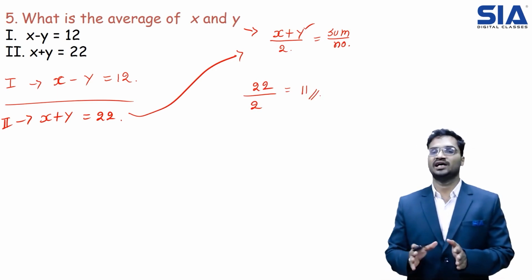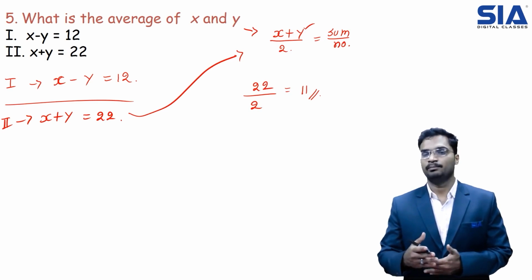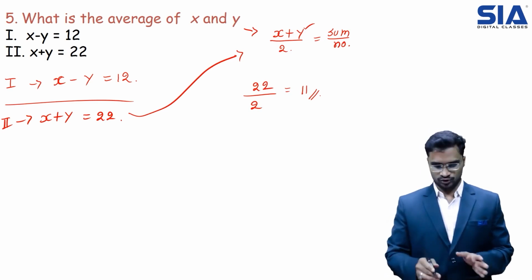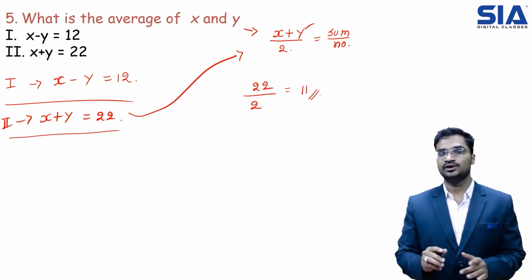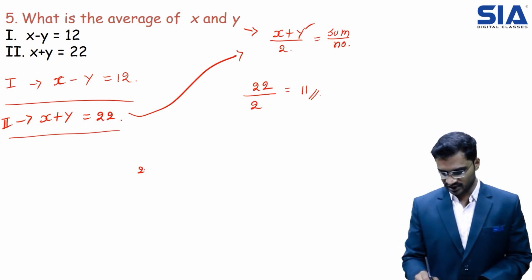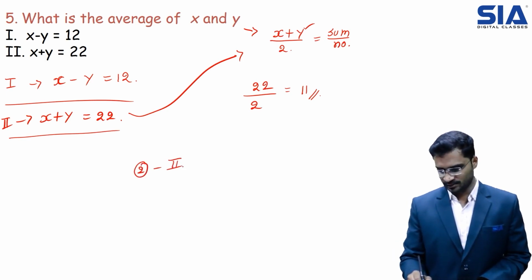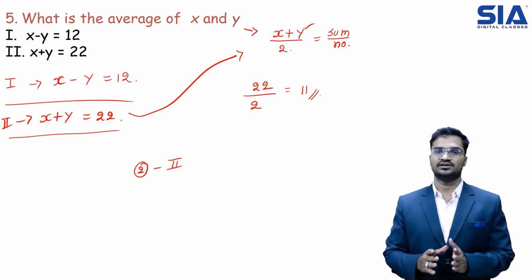We are getting a fixed answer of 11, by using only statement 2. So we are getting the answer by using only statement 2. We have to select option 2, because statement 2 alone is sufficient to answer this question.